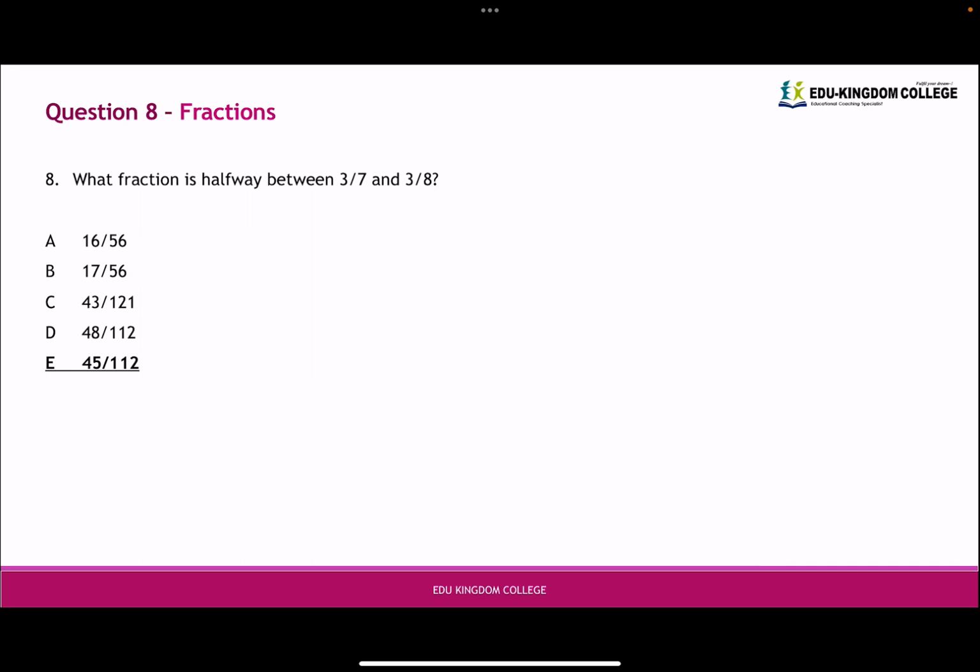Yes, it is. What fraction is halfway between 3 on 7 and 3 on 8? Okay, so let's find out what these are when we write them as the same denominator. So common denominator between 7 and 8, lowest one is 56. So let's make 3 on 7 in terms of 56. So multiply top and bottom by 8. We're going to get 24 over 56. 3 on 8, multiply top and bottom by 7. We're going to get 21 over 56. So that's this fraction. This is this fraction.